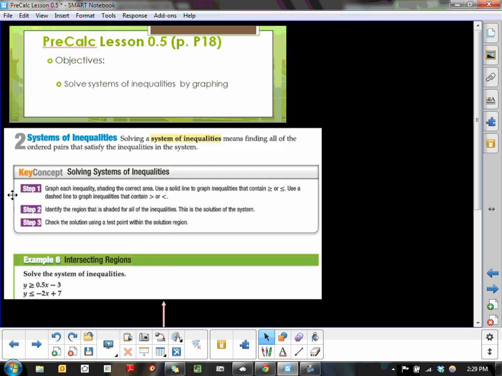Our key concept is that we're going to graph each inequality. Probably our simplest way of graphing is to put them in slope-intercept form and then graph slope and y-intercept. There are other techniques of graphing lines. You could use your x and y-intercept method as well.